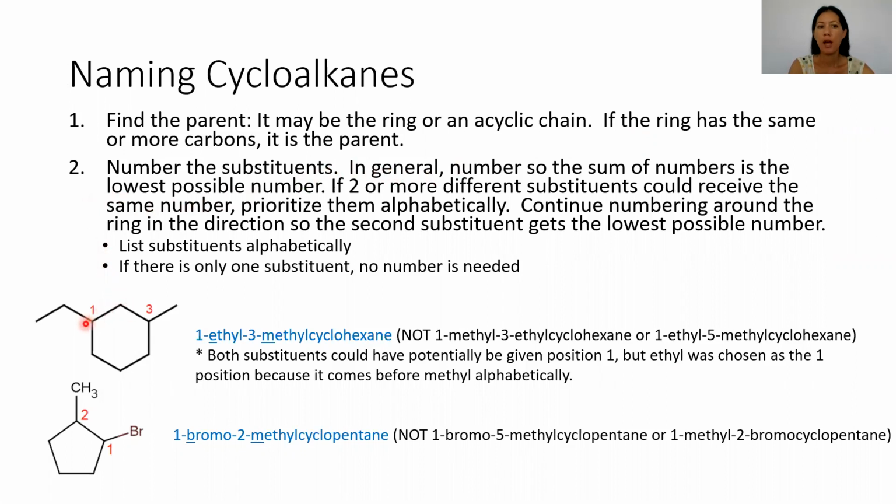So let me just show you this. I'm going to start here at 1, and I'm going to go around the ring so the second substituent, methyl, here has a 3, as opposed to the other way around the ring, which would give a 1,5. The other thing is I could have numbered 1 here with a methyl, but if you have a choice, if different substituents can have the same number, prioritize them alphabetically. So ethyl comes before methyl, and so we give 1,3 numbering: 1-ethyl-3-methylcyclohexane. In this case, 1-bromo-2-methylcyclopentane.